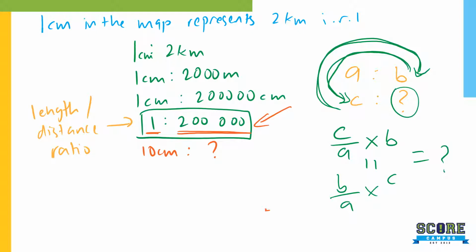So for this question over here, I will get 10 over 1 times 200,000, which is 2 million cm. And then of course you can convert this to kilometers or meters or whatever you want to convert it to. So that is the basic, right? That is the length ratio. Now let me ask you another question. Let's move on a bit more.